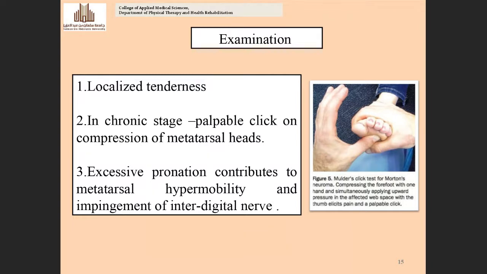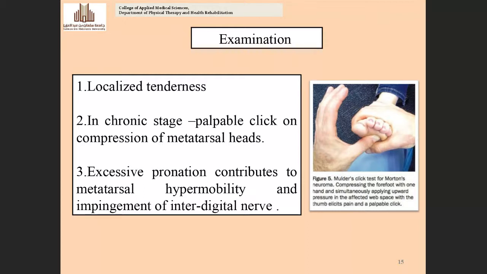In the chronic stage, there is a palpable click on compression of the metatarsal heads. You can feel a click sound whenever you move your thumb, because the structures become hardened. The soft tissue is formed around the nerve fiber and it produces a click sound.